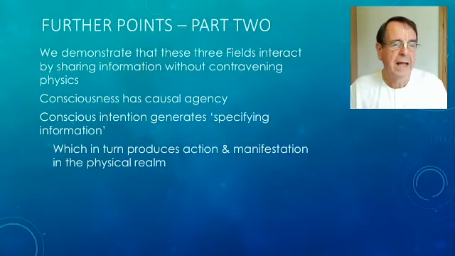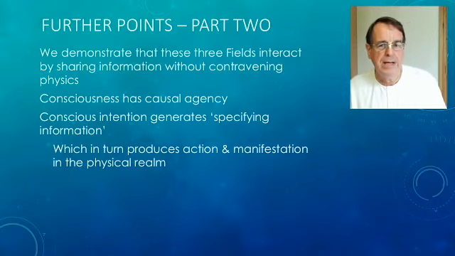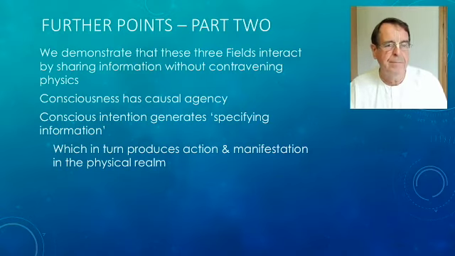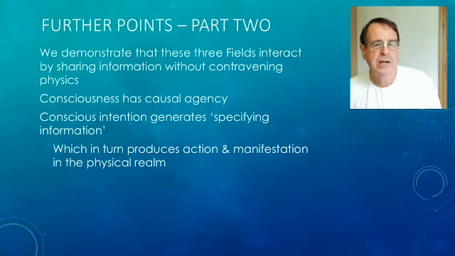So, other points that we want to establish in part 2 is now what to do with this model. How does it work? We've shown how it works in terms of perception, but there's another aspect which is to do with volition and will, free will. So we now demonstrate that these three fields interact by sharing information without contravening physics. We show that consciousness has causal agency. It can do things in this world. It can cause things to change, to be affected, to be created. Conscious intention generates specifying information, and I'll give you a definition and explanation of that in a moment. And specifying information then produces action and manifestation in the physical realm.